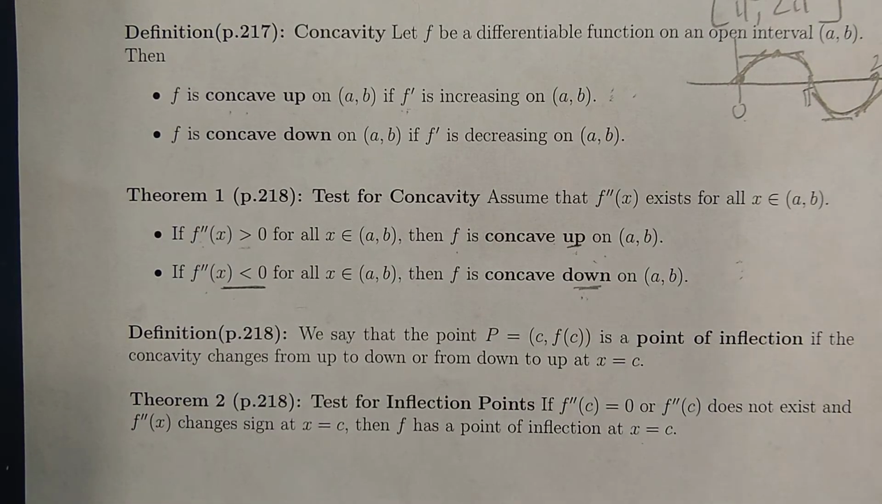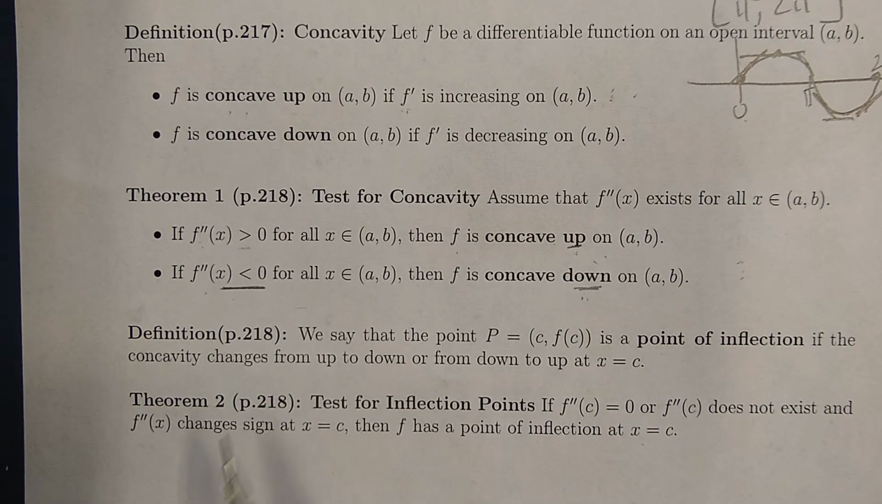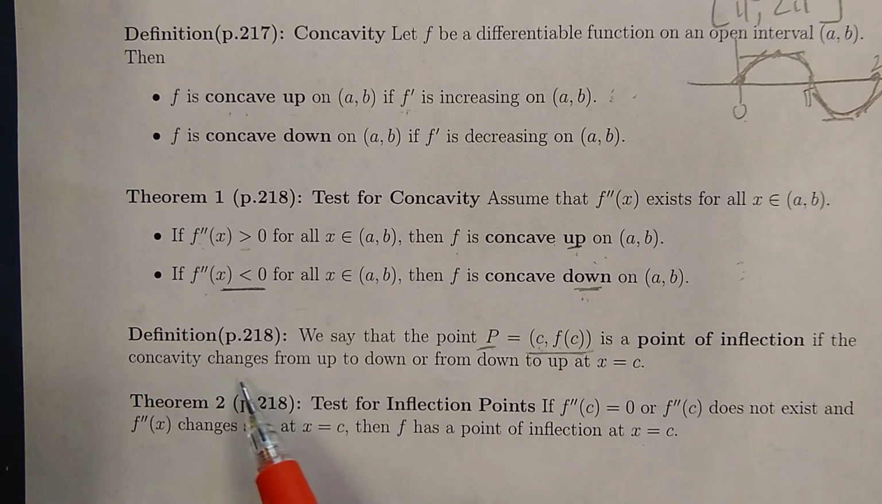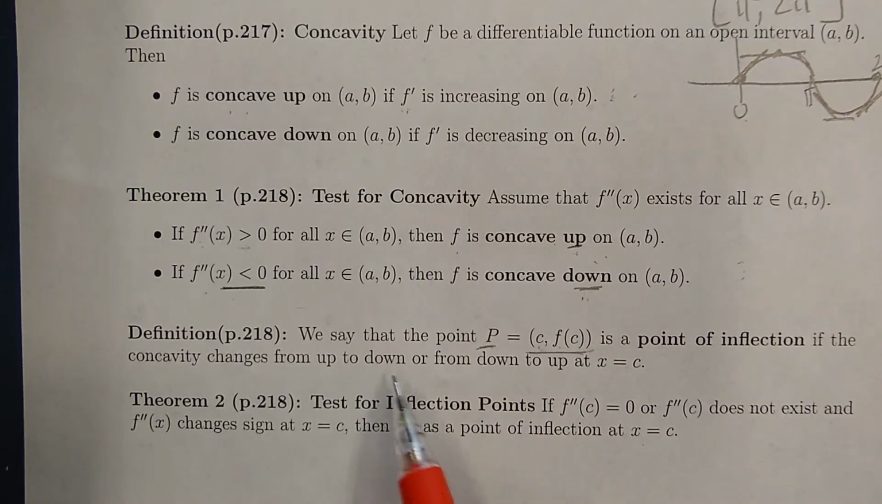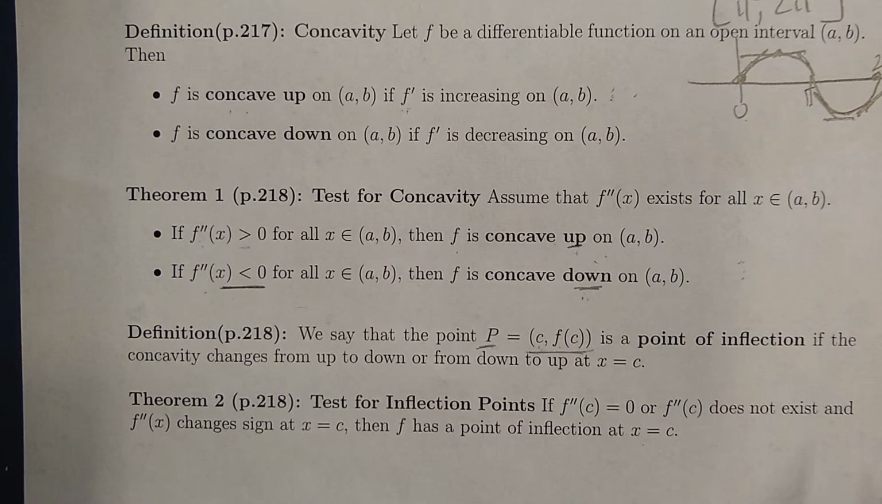Then another significant feature on a graph is a point of inflection. We say that the point P, so give it a short name, and then points have two coordinates, c and f of c, is a point of inflection if the concavity changes from up to down or from down to up at x equals c.